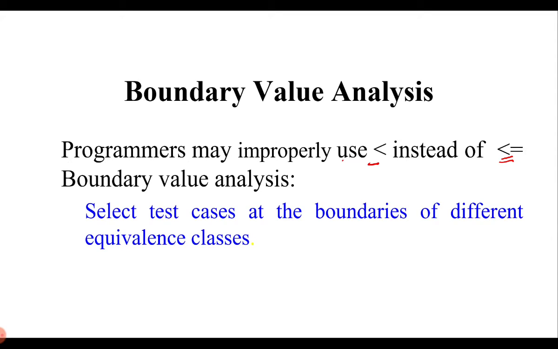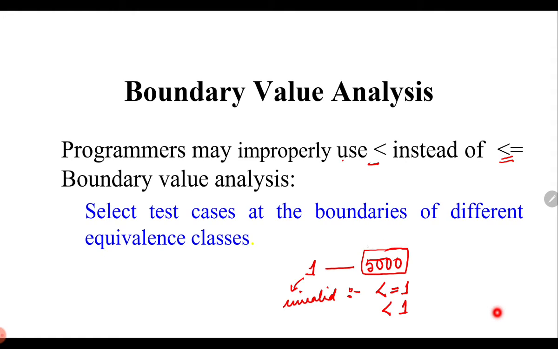So when we are talking about the invalid set for the range 1 to 5000, if the programmer makes a small mistake like representing the invalid class as less than or equal to 1 instead of less than 1, then it is a serious mistake. So hence it is important that we select the test cases at the boundaries of the different equivalence classes. That means we have to identify the boundary values and work according to the requirements of the program.